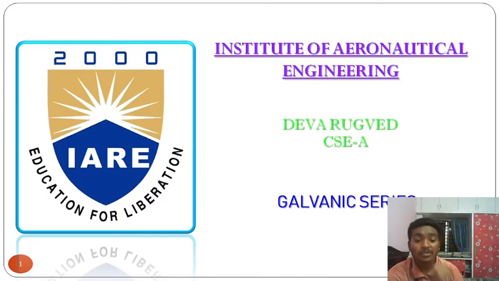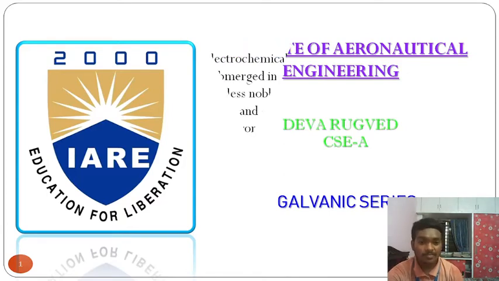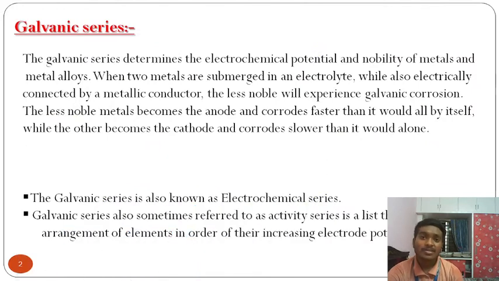Today we are going to discuss galvanic series. Galvanic series is also known as electrochemical series. Galvanic series, also referred to as activity series, is a list that describes the arrangement of elements in order of increasing electric potential values. The galvanic series determines the electrochemical potential and nobility of metals and metal alloys.